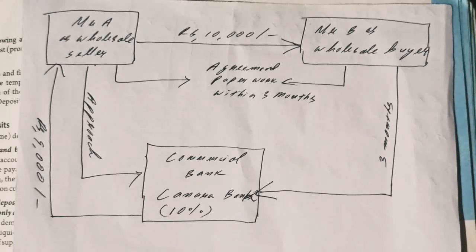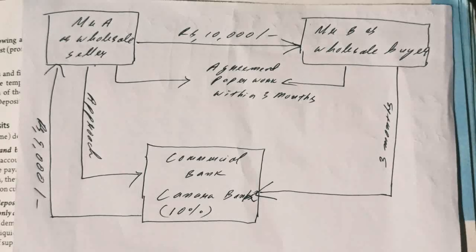Now, after doing that, Canara Bank will call Mr. B. They will again sit together, discuss, make an agreement, and sign all the paperwork, and Mr. B will pay those rupees 10,000 to the bank, that is Canara Bank, within 3 months. And it is the responsibility of the commercial bank to collect that rupees 10,000 from Mr. B on behalf of Mr. A. I hope that is clear, right?